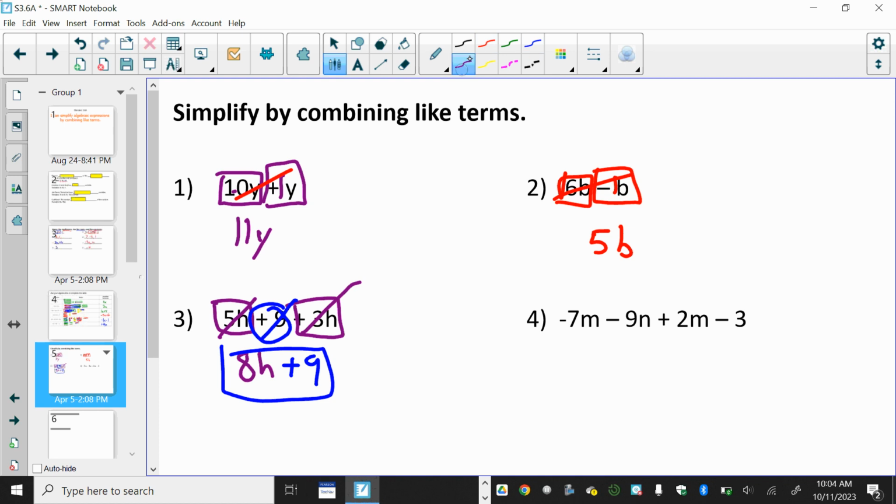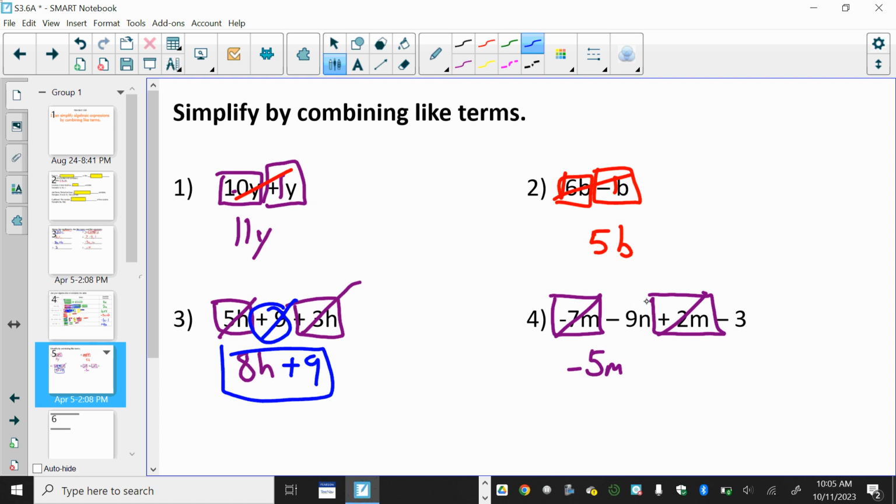Do it again. Now I have a new one. We have negative 7m minus 9n plus 2m minus 3. So I'm going to find my first term and square it. M? No, this is an n. M? Yes. So plus 2m. And then m? No. So I'm going to put those together. Negative 7 plus 2. You can do that in a calculator, or I can say, when I know my signs are different, 7 minus 2 is 5. The sign is bigger, negative 5m. Once I have a new answer, I'm going to cross it out so I know I used it.